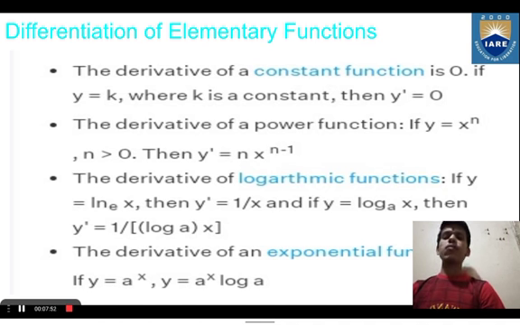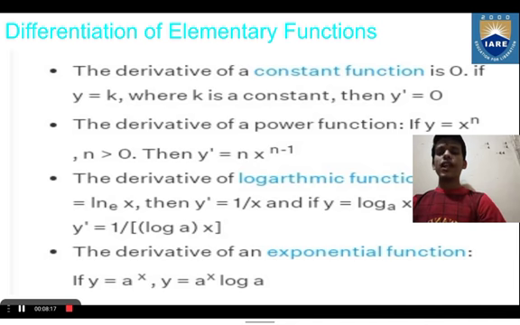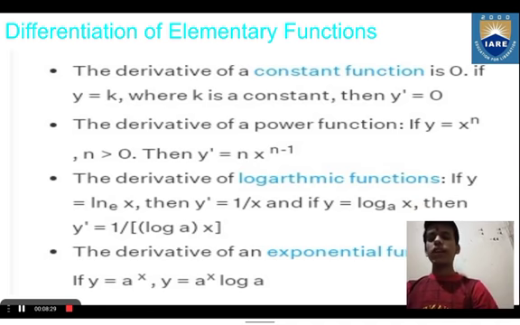Next, the derivative of logarithm functions. If y equals log of x with base e, then y dash equals 1 by x. And if the base is other than e, that is y equals log of x base a, then y dash equals 1 by (x log a). Next, the derivative of an exponential function. If y equals a power x, then y dash equals a power x log a. If it is e power x, then the differentiation is the same: y dash equals e power x.